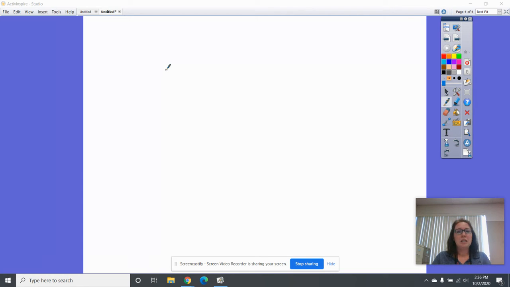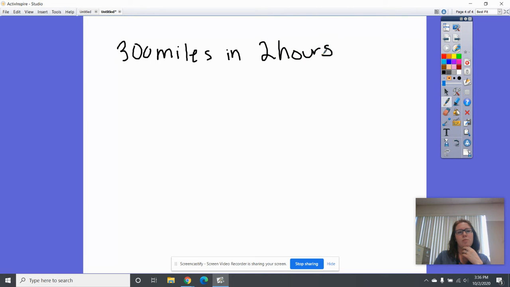Speed is often something we look at with proportions. Also money, pay, that kind of thing. So I'm going to look at two examples like that. Let's say that I drove 300 miles in 4 hours.